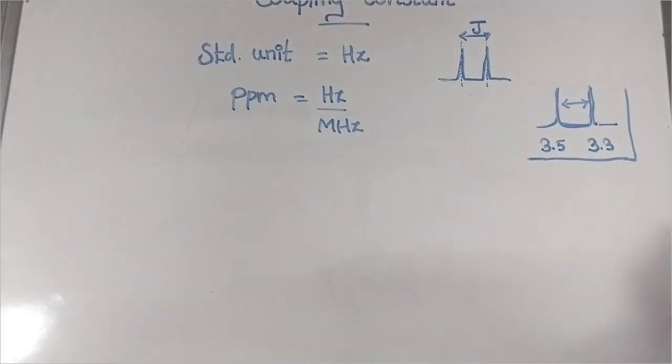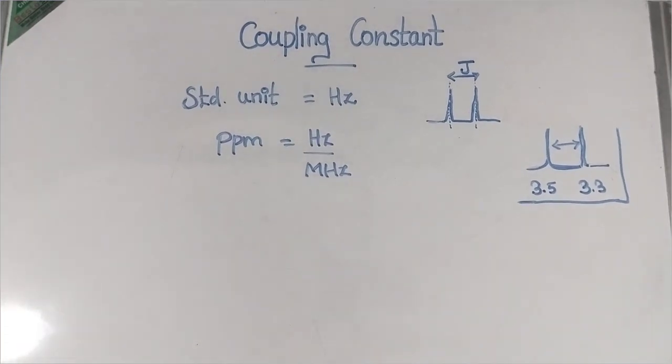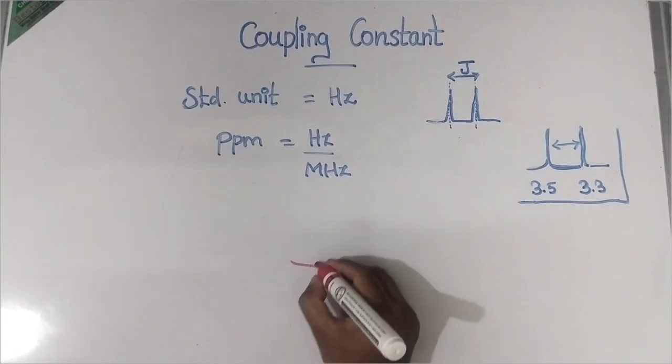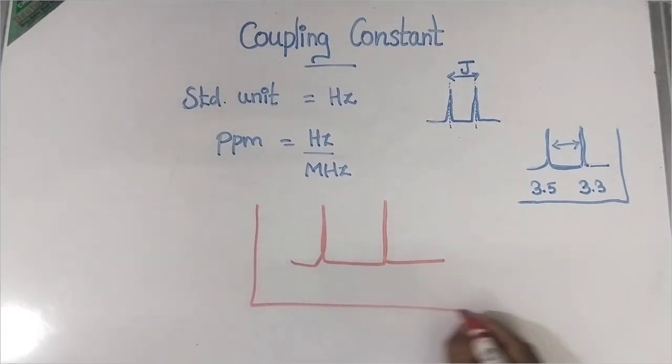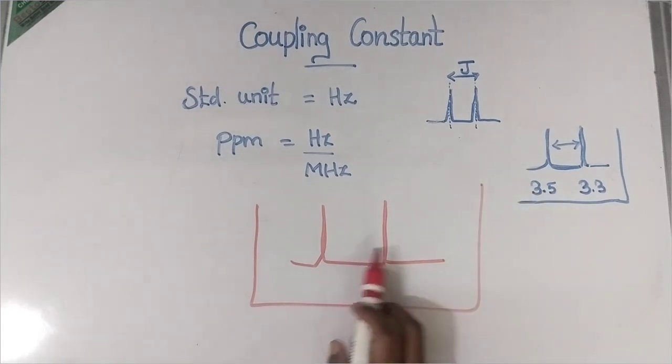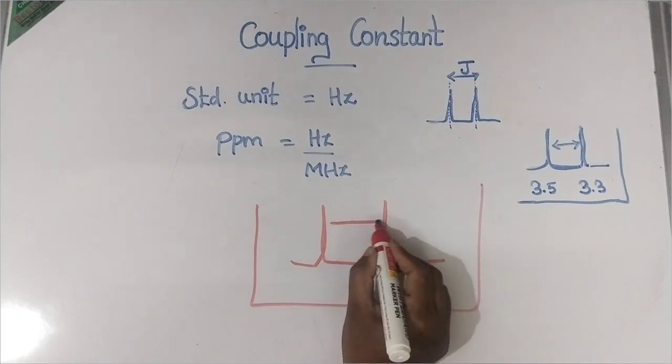So now we are moving on to the topic coupling constant, right? So what do you mean by the term coupling constant? It is nothing but separation of lines of multiplet. If suppose I am having a peak like this, I am having two peaks. So there is a separation between them, right?